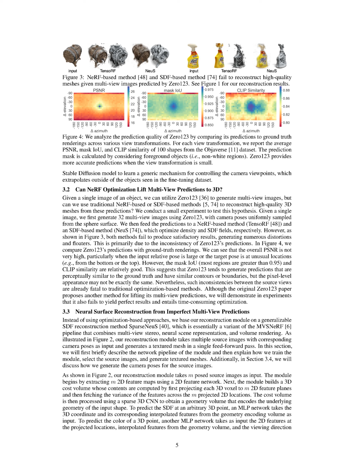This module works by first extracting 2D feature maps from the source images. These features then contribute to a 3D cost volume, which further undergoes processing to obtain a geometry volume. This volume is essential for encoding the geometry of the input shape. To predict the SDF at any 3D point, a multilayer perceptron (MLP) network takes the 3D coordinate and its related interpolated features from the geometry volume.